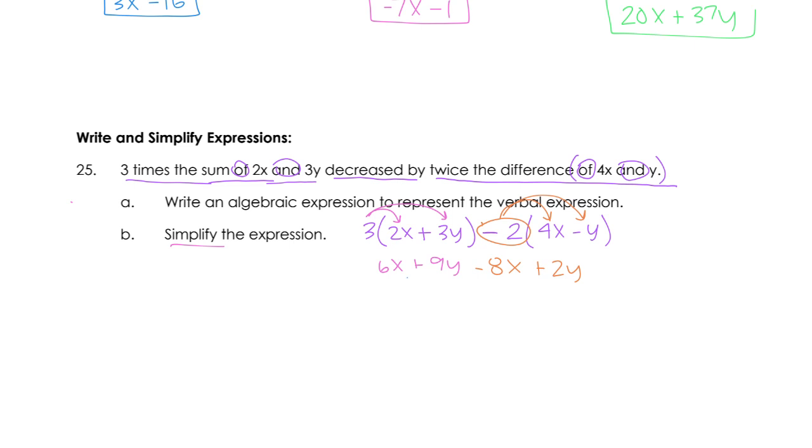Last step here, combine your like terms. 6x minus 8x. 6 minus 8 would be negative 2x. And then we have 9y plus 2y would give us plus 11y. That is it for these notes.